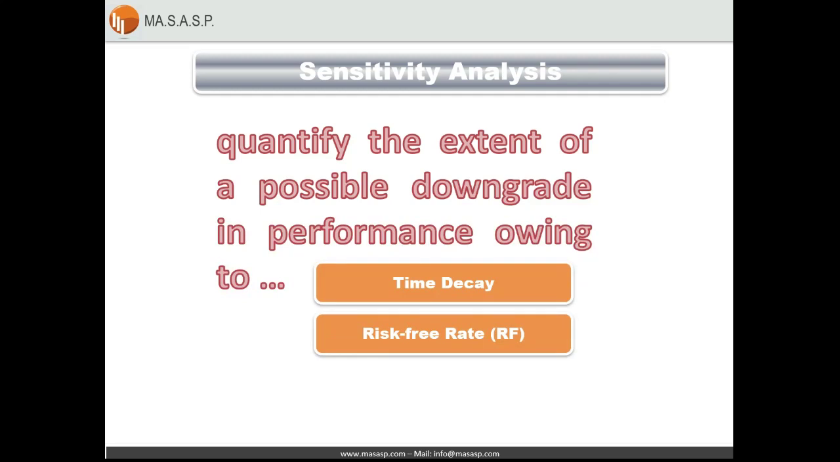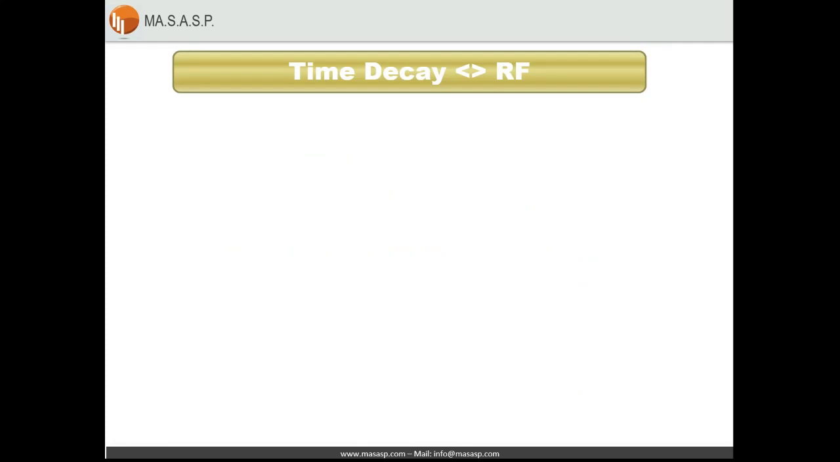If we deal with US dollar denominated financial issues, the yield of the one-year Treasury note provides a reasonable estimate of the risk-free rate. So, the keywords here are time decay and risk-free rate.